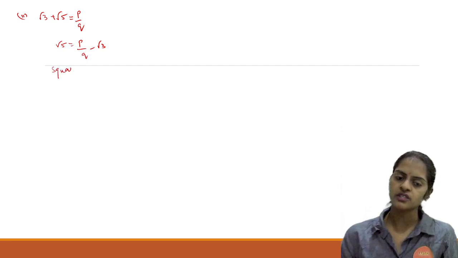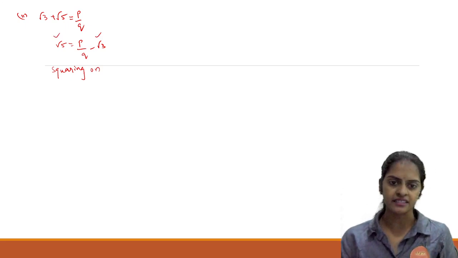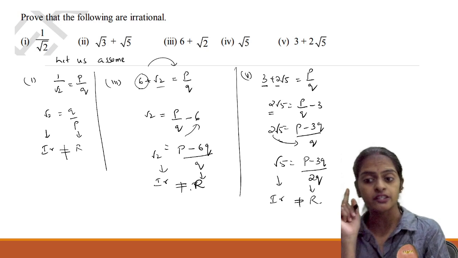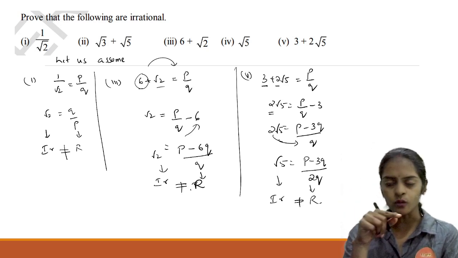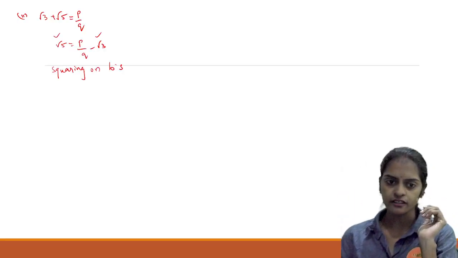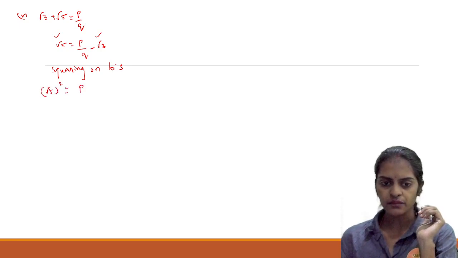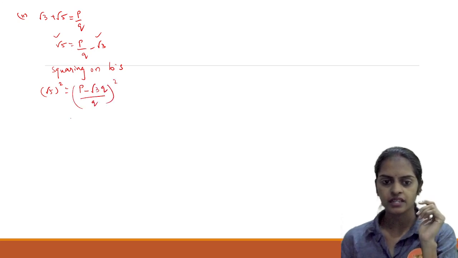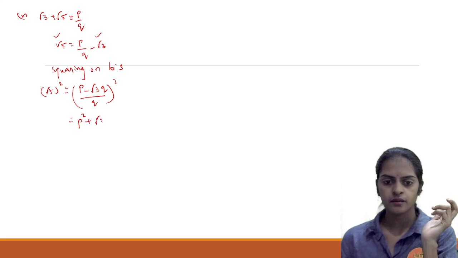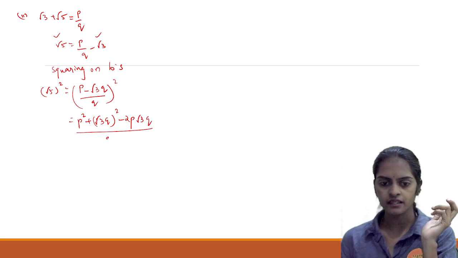After this, you just square. Because on both sides you have only irrational numbers, you cannot do anything other than squaring on both the sides. Whereas in previous questions, when you have one rational, one irrational, we did not square. But now, when you have two irrational numbers, you will have to square, remember. So squaring, root 5 whole square is equal to (p minus root 3 q) by q whole square. So the numerator is from (a minus b) whole square: a square plus b square minus 2ab, by q square.